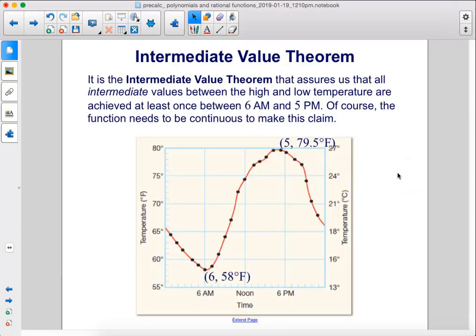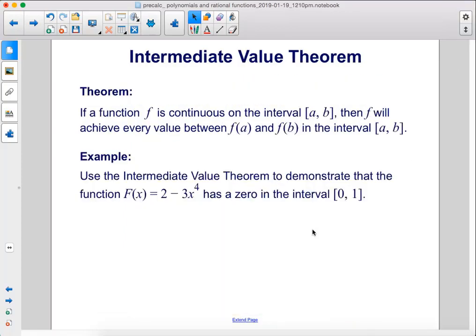It is the intermediate value theorem that assures us that all intermediate values between the high and low temperature are achieved at least once between 6 a.m. and 5 p.m. Of course, the function needs to be continuous to make this claim. If a function f is continuous on the interval [a,b], then f will achieve every value between f of a and f of b in the interval [a,b].